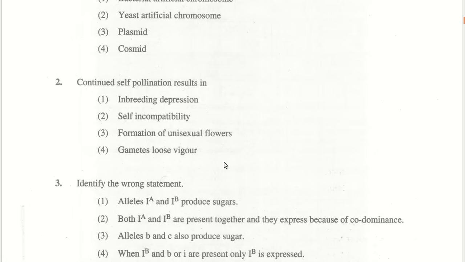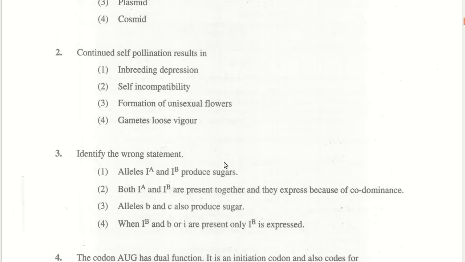The third question is identify the wrong statement. Alleles IA and IB produce sugars. Both IA and IB are present together and they express because of codominance. Alleles small b and C also produce sugar. So the third one is the wrong statement, that is, alleles small b and C also produce sugar is a wrong answer.